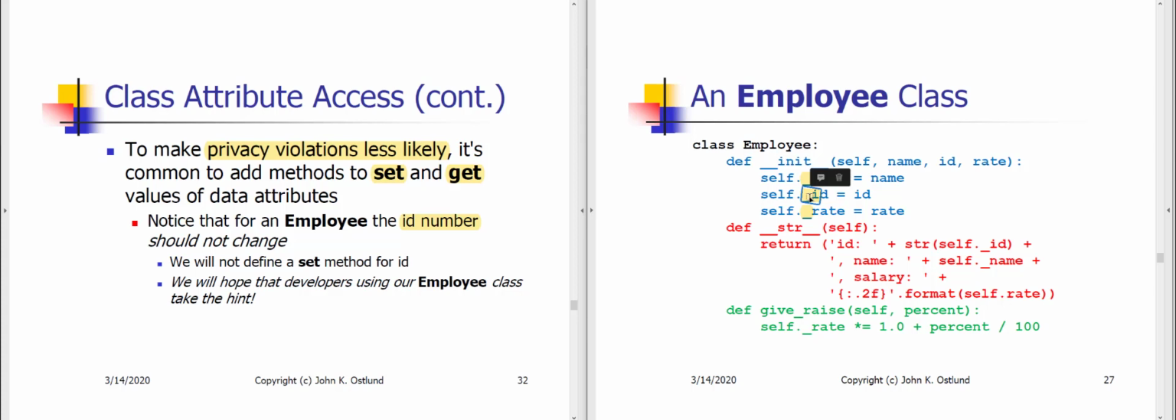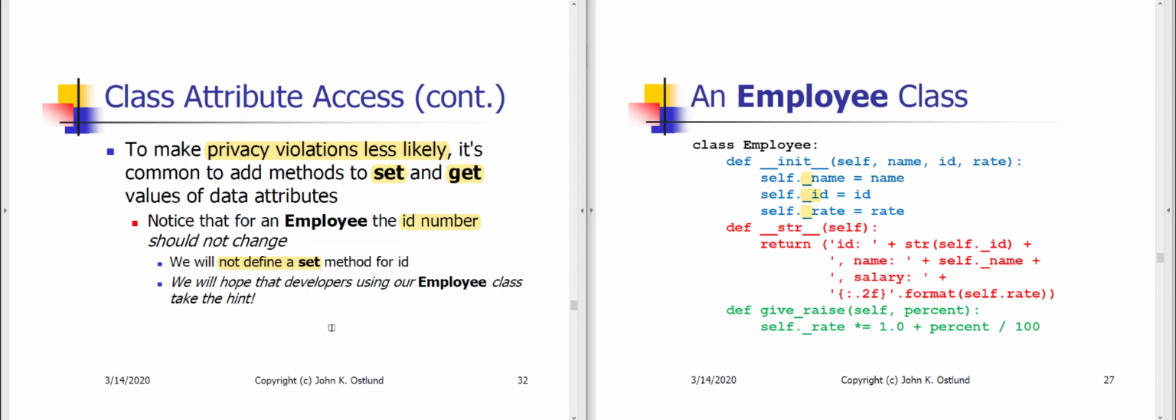In fact, even when you leave the company, and if they hired you back again later, it's likely that you would be given the same employee ID number again upon your return that you had the first time you were hired. So we are going to not define a set method for the ID number. And we're really going to hope that someone developing an HR application using our employee class won't just arbitrarily decide to start changing people's ID numbers.